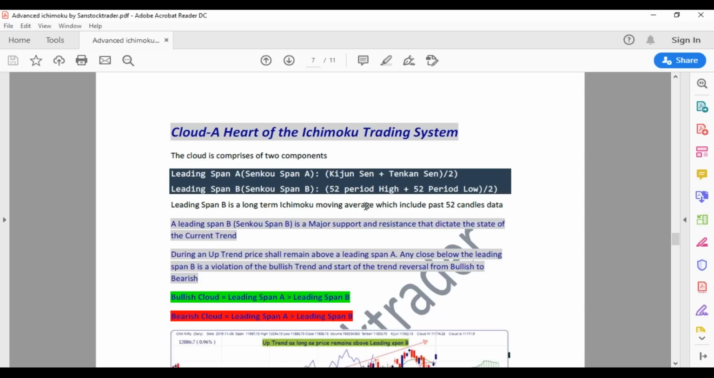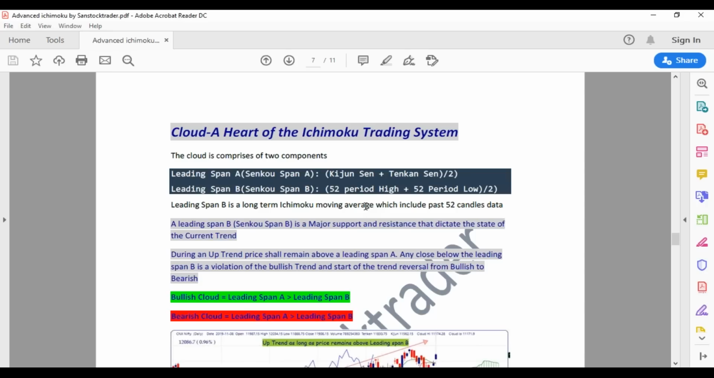Now before jumping into the strategy, let's try to understand a little bit about the cloud. So what is the cloud? The cloud is formed by two components called leading span A and leading span B. So what is span A? Span A is nothing but Kijun-sen plus Tenkan-sen divided by 2. And in the same way, span B is nothing but 52 period high plus 52 period low divided by 2. So ideally, span B is nothing but the 50% Fibonacci level of the last 52 candles.